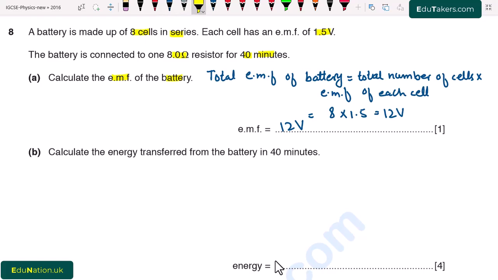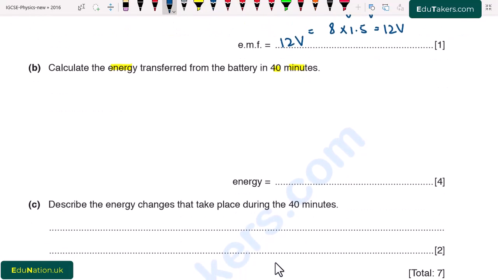Next, part B. Calculate the energy transferred from the battery in 40 minutes. So here we have to find out the value of energy that is transferred from the battery in 40 minutes. First of all, we know that power is the product of current and potential difference. I write here power is equal to current multiplied by potential difference, or in our case here, EMF. I write here I and V.